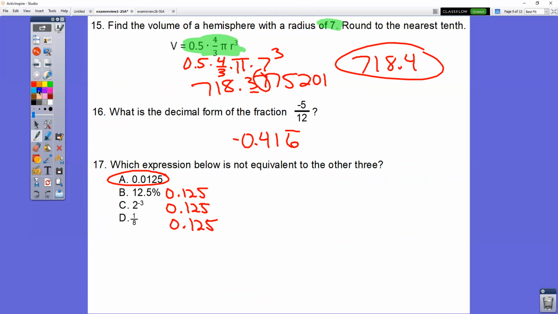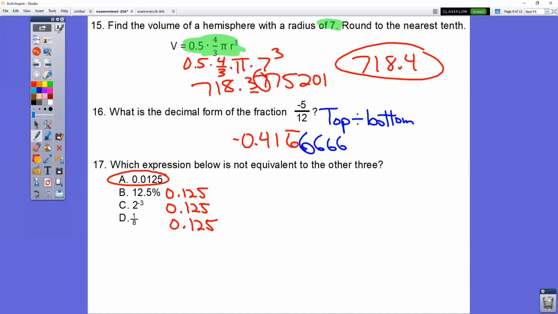In question number 16, these come from chapter 10 that we just finished about a week ago. What is the decimal form of the fraction? To change a fraction into a decimal, you have to do the top number divided by the bottom number. So -5 divided by 12. -5 divided by 12 is -0.4166666666, or 6 repeating. In class kick, you can't type repeating, so you need to keep on putting sixes after the 6 there.